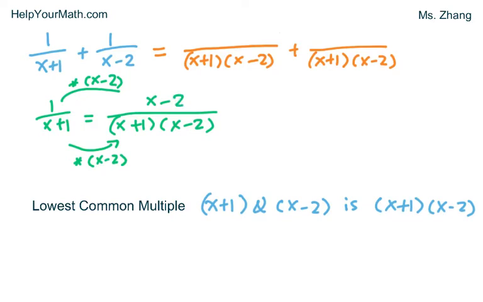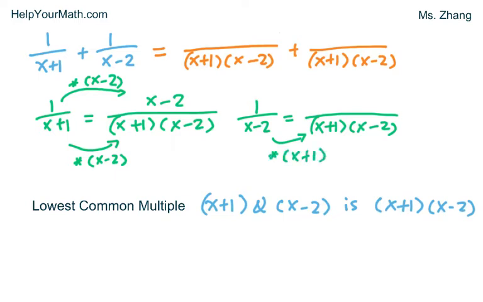So with the same logic, we are going to convert 1 over x minus 2 to something over x plus 1 times x minus 2. And this time, we need to multiply the sum of x and 1 on the bottom and on the top. Okay, so 1 over x minus 2 equals x plus 1 over x plus 1 times x minus 2. And I'm going to copy down the equivalent expressions here.